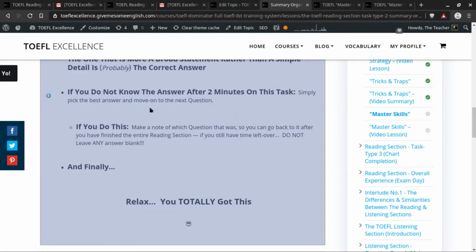So if you do have a situation where you're still unsure, maybe you have two answer choices left and you're trying to decide which one it could be, just pick the one that feels the best for you, honestly, and then move on. If this is the first reading passage and you still have more to do, if you have more time, just make a note about which number it was and come back to do it later.